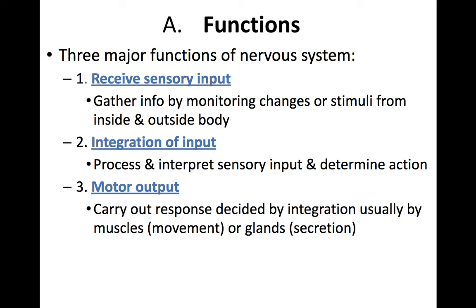So your motor output in the case of you having stomach cramps or tummy aches, your brain is going to integrate that and decide you need to go to the bathroom. And so the motor output will then go to your muscles to coordinate all of the muscles of your body to allow you to get up, walk over to the bathroom, and do what you need to do in the bathroom to take care of that problem.